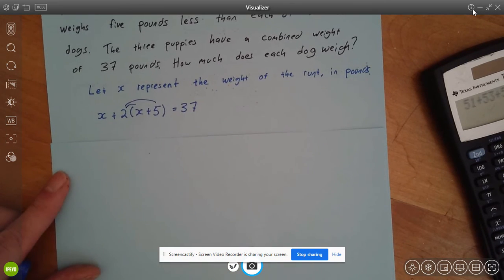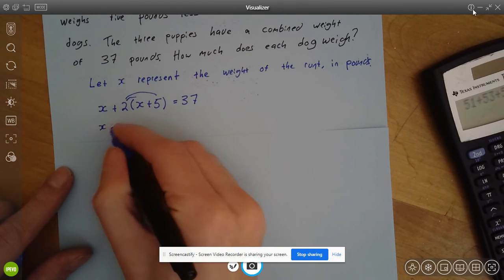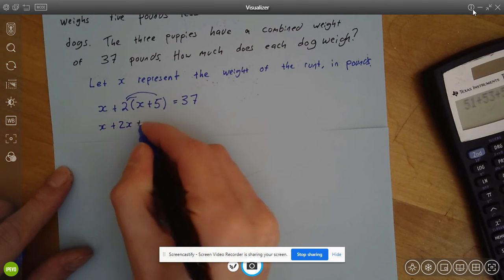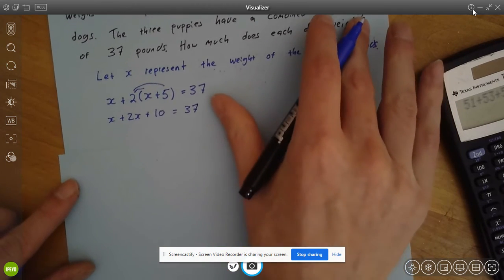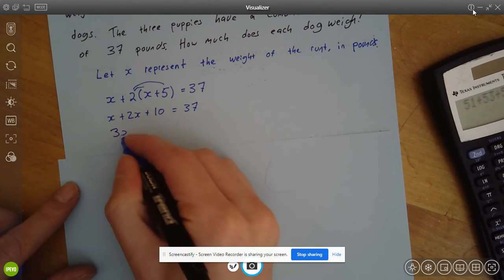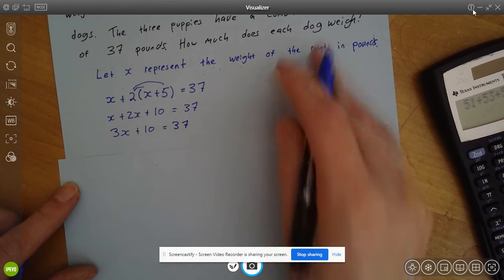So again, when I'm solving an equation, I don't want to have any brackets, so I want to expand. So I have x plus 2x plus 10 equals 37. Then I can collect my like terms. I have 3x plus 10 equals 37.